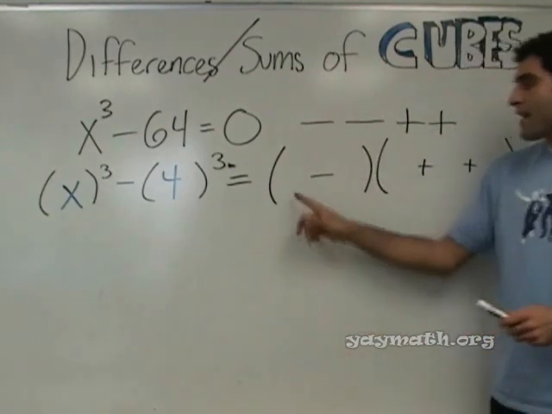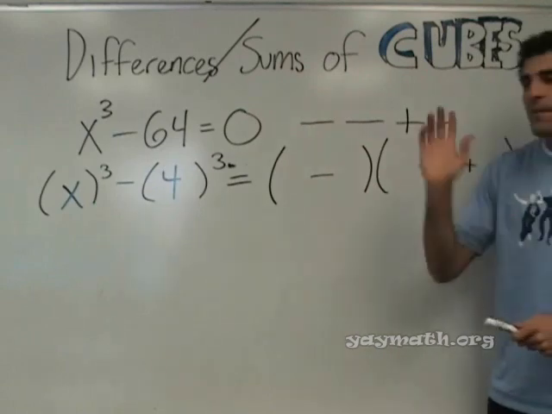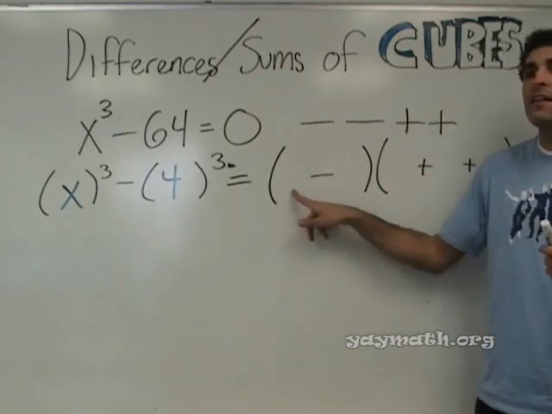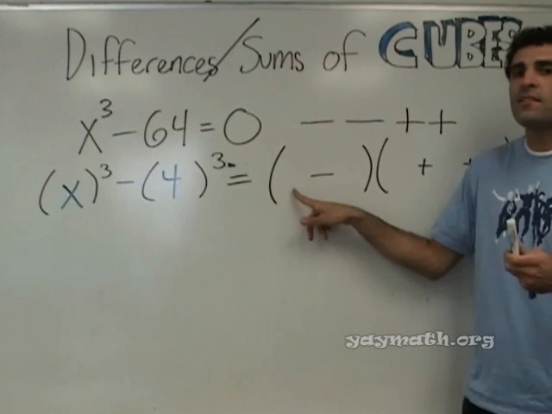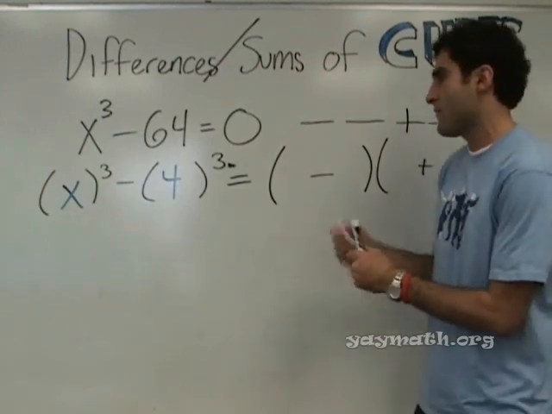So now let's talk about what goes in here. It follows the same pattern every time. Here is the first term. What did we say the first term is? X. So x goes here.